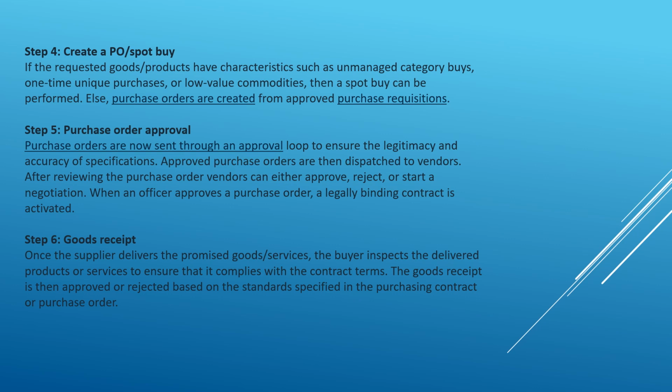Step 6. Goods receipt. Once the supplier delivers the promised goods or services, the buyer inspects the delivered products or services to ensure that they comply with the contract terms. The goods receipt is then approved or rejected based on the standards specified in the purchasing contract or purchase order.